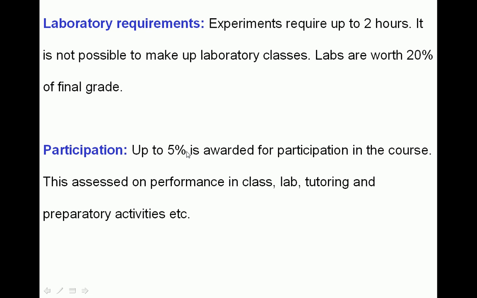I realise that this grade is a little bit subjective, because it's hard to quantify exactly a concept like participation, but it is only worth 5%. That's the reason why it's such a small mark.